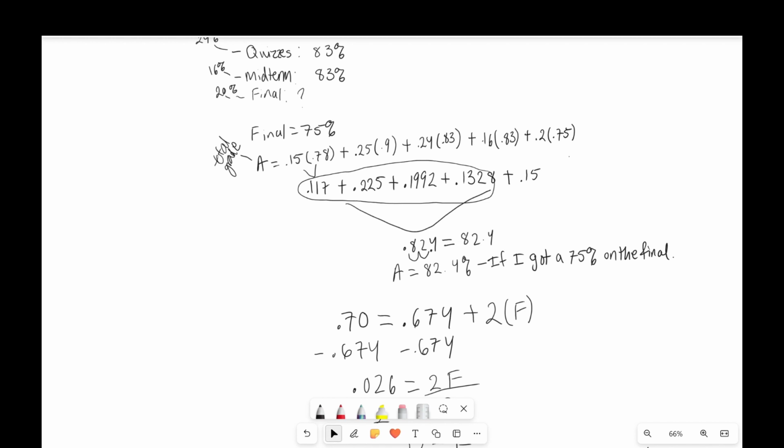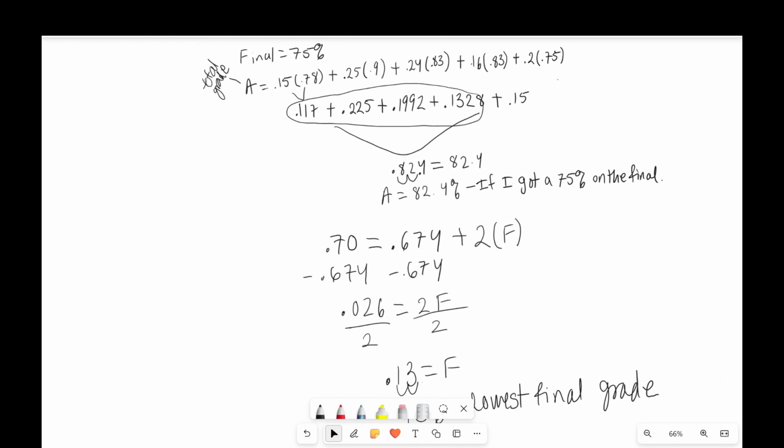Then the next question asks me to assume my goal is to pass the course with a 70%. What would the lowest grade on the final need to be in order to meet this goal? So I plugged in 0.70, turned into a decimal, for the total grade. Instead of adding in the final, because we don't know what the final is, and that's what we're trying to determine, I simply added up the scores for the web design, the projects, the quizzes, and the midterm, and that gave me 0.674.